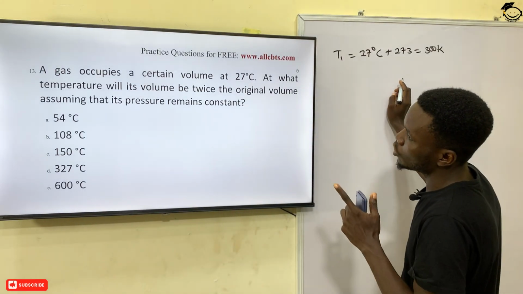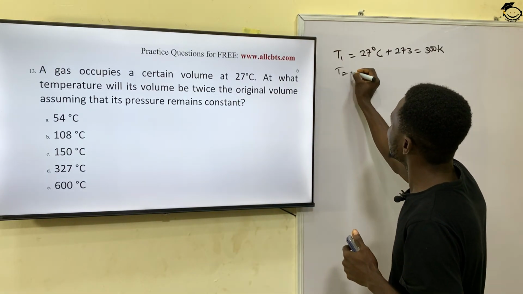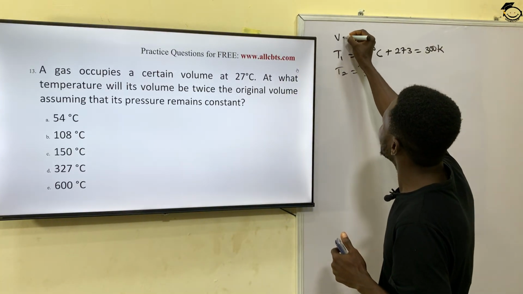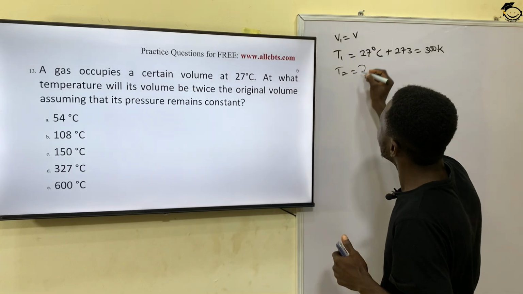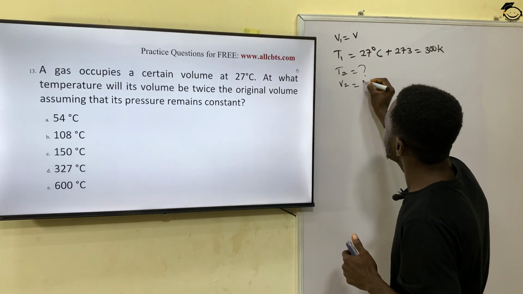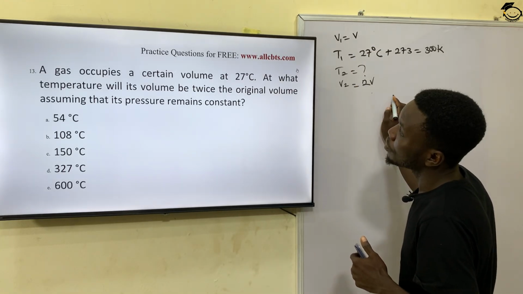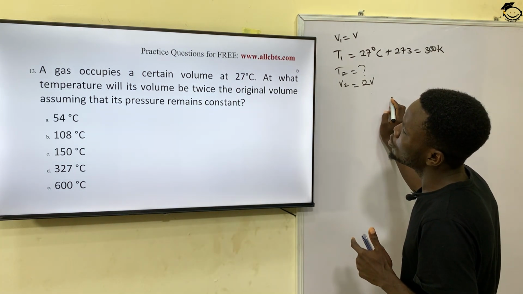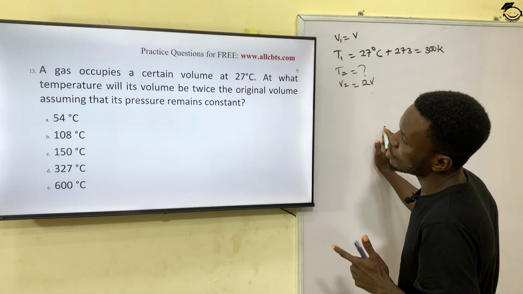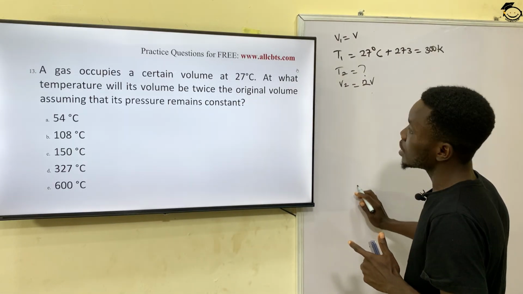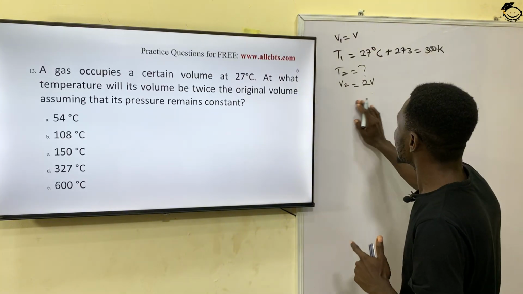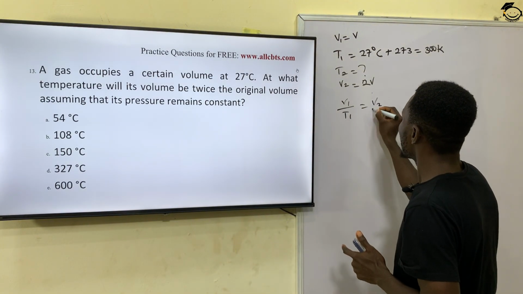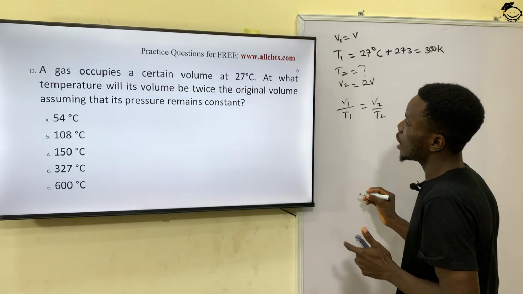At what temperature? So we're looking for a new temperature, T2, we do not know. Will its volume be twice? So in the first volume, our V1 is the original volume. Our V2 is twice the original volume, that's 2V. At what temperature will its volume be twice the original volume, assuming that its pressure remains constant? So this is Charles' law. So if we want to solve this question, we'll simply say that V1 over T1 is equal to V2 over T2 from Charles' law.